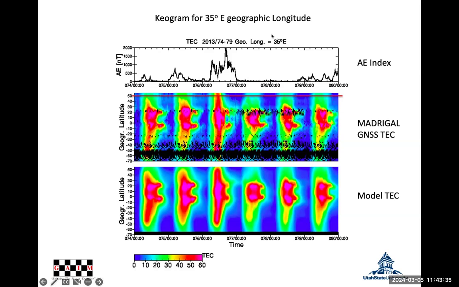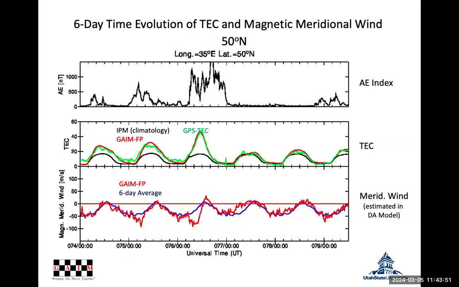So let's focus on this region at 50 degrees geographic latitude, 35 east. We're somewhere in Europe, and I picked that because there's a lot of ground-based GNSS data there, so I can do a good comparison. I show you this now as a function of time. Again, in the top panel we have the AE index, which is basically what we looked at before.